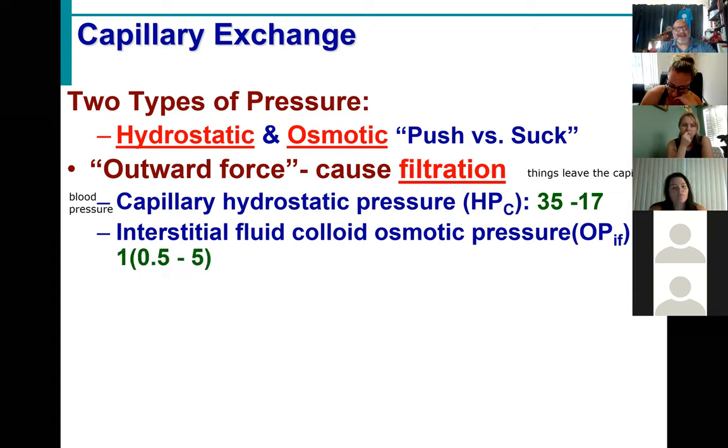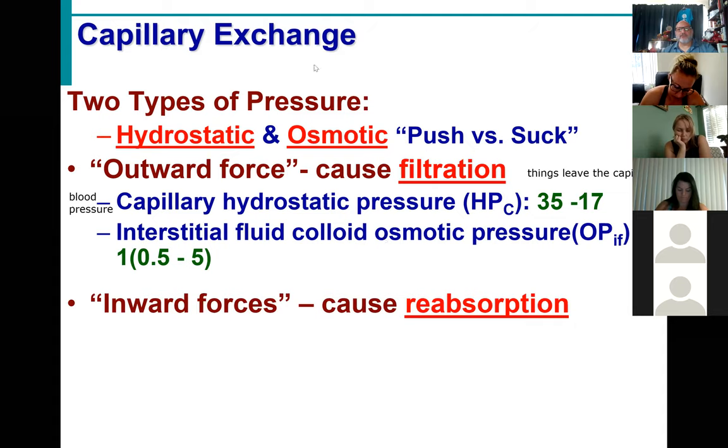No, and in fact, the interstitial fluid colloid osmotic pressure is only about 1 in a typical capillary. Now it can vary from as low as 0.5 millimeters of mercury up to 5 millimeters of mercury. So it can vary in different tissues, but it's not typically very high.